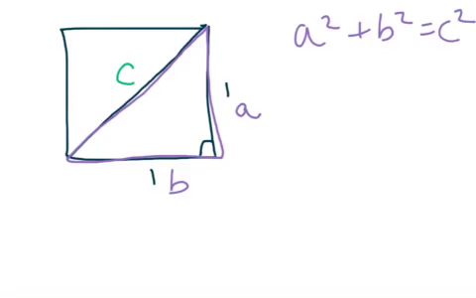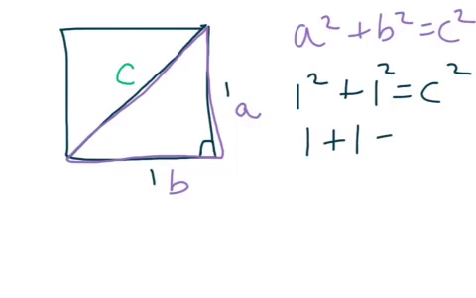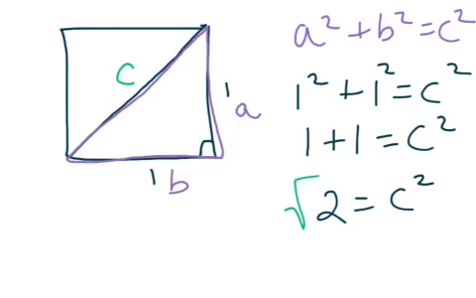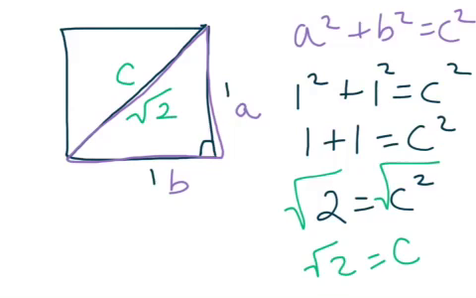All you need to do is fill in what you know. We know that the a is 1, so we've got 1 squared plus 1 squared equals c squared. This gives us 1 plus 1 equals c squared. 2 equals c squared. We're going to take the square root of both sides, and so we get the square root of 2 equals c. And that is our hypotenuse, the square root of 2, which is also the diagonal of our square.